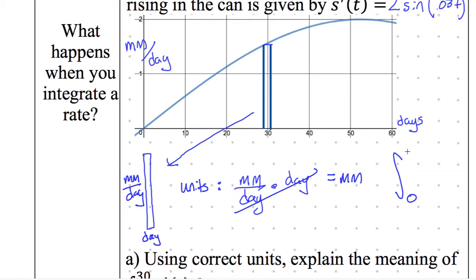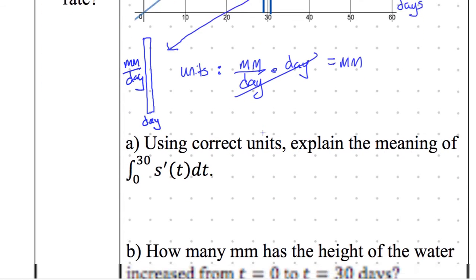If my bounds were from 0 to 30, I'm finding the area between 0 and 30, which means I'm counting the number of millimeters that have collected between times 0 days and 30 days. Nod our heads, we're good so far? All right. So, moving on.